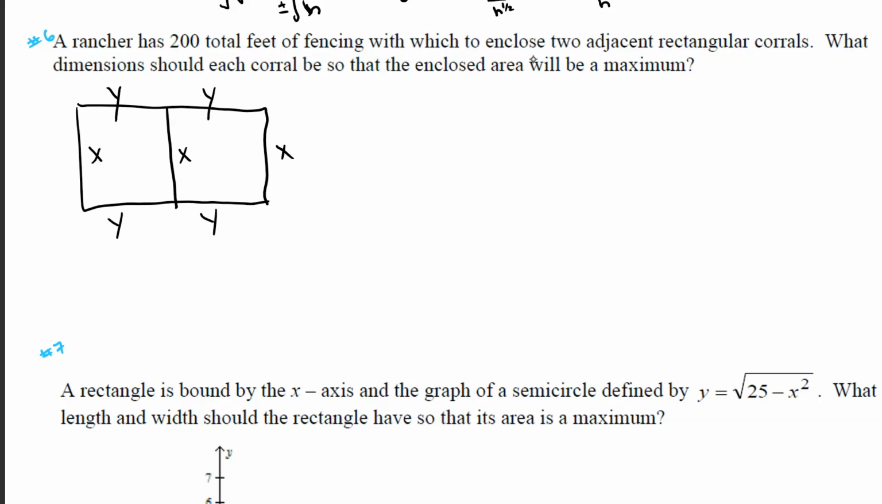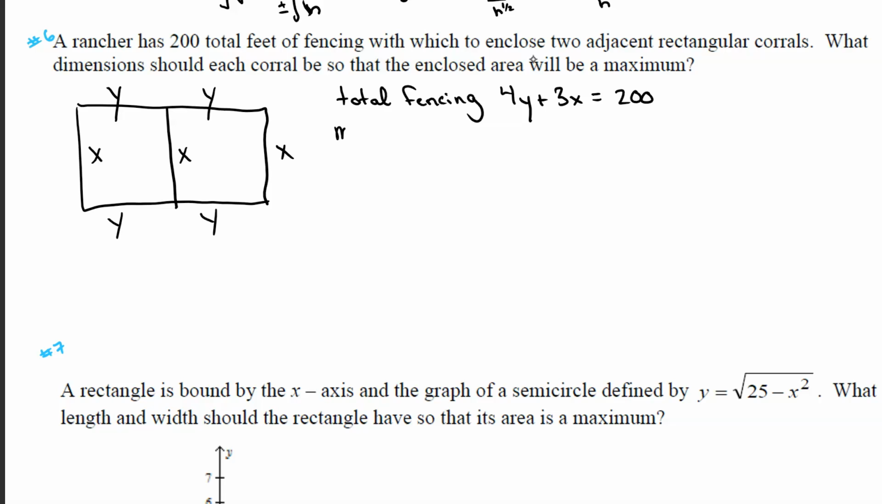All right, so we're looking for the enclosed area to be at its maximum. So let's write down what our constraints are here. We've got the total amount of fencing is 200. And if we were to add up all of these different pieces, we'd have 4y plus 3x equal to 200. All right. Cool. What are the dimensions that maximize the area?